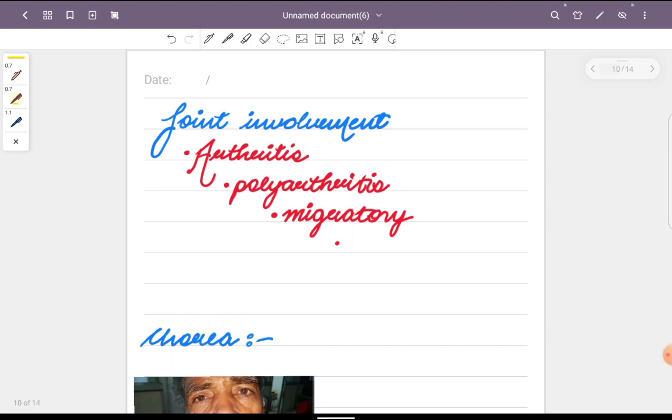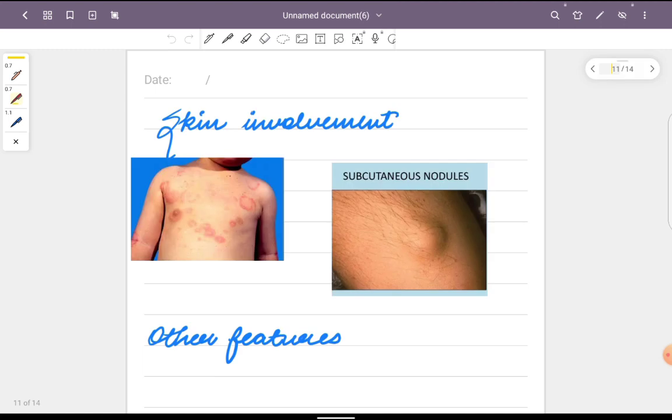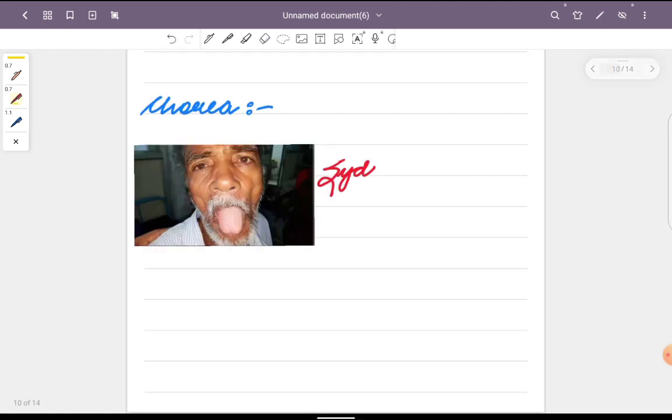So now the next one, which joints are affected more by acute rheumatic fever? They are large joints like knee, elbow. Such joints are affected more by acute rheumatic fever. Then there is chorea: you will see Sydenham's chorea or St. Vitus dance, which is due to the damage of caudate nucleus.